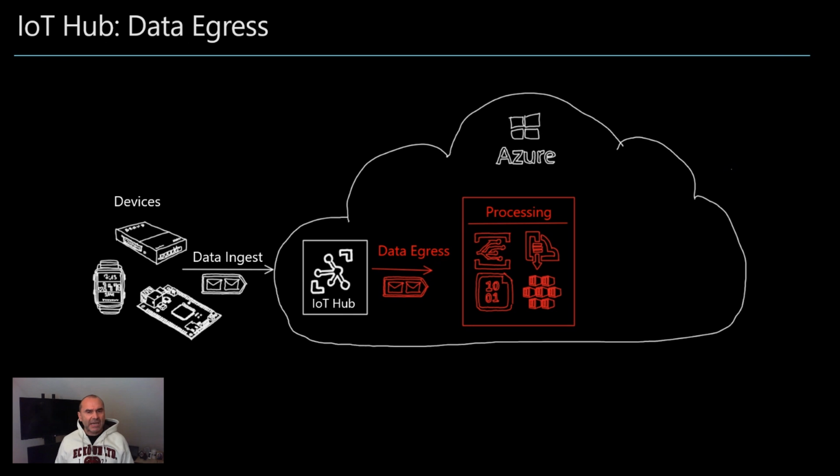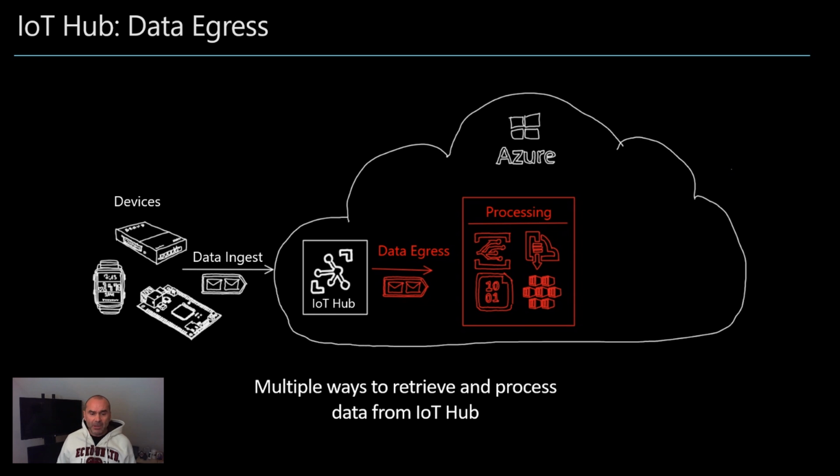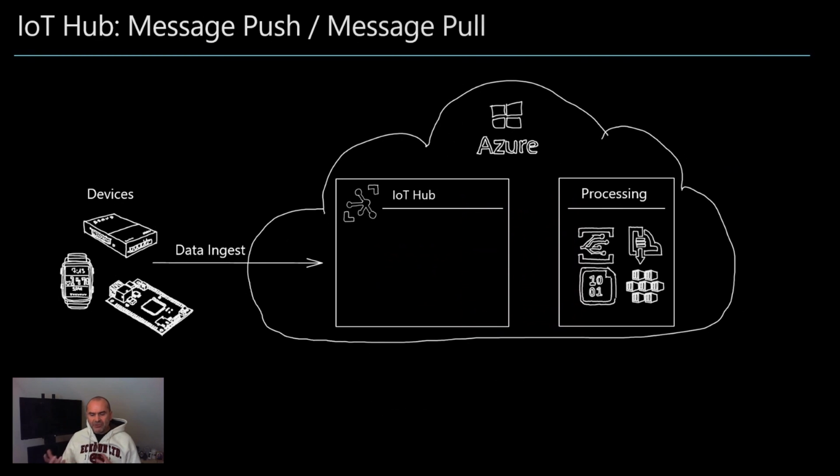And this is really the topic of today's session. So how can we get data out of IoT Hub to process the valued data further on? And when we look at it from a 10,000 feet perspective, like always, there are multiple ways to retrieve and process the data from IoT Hub. And let me start here from the very first beginning.